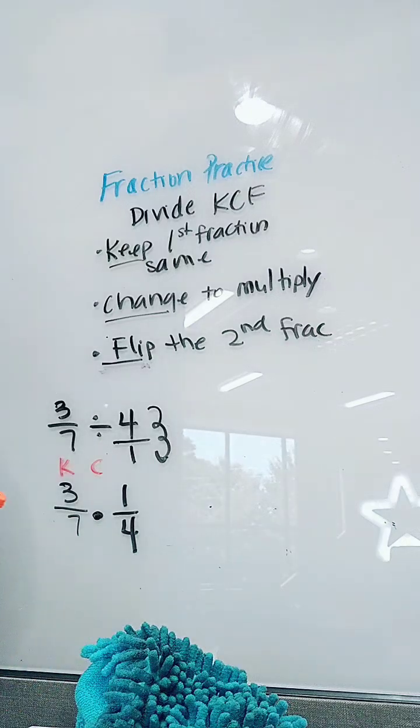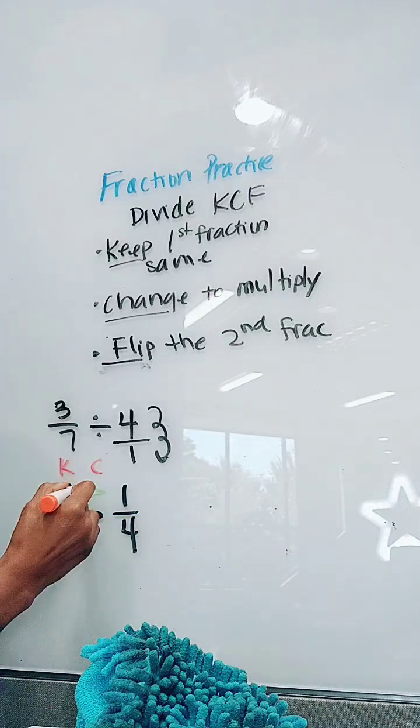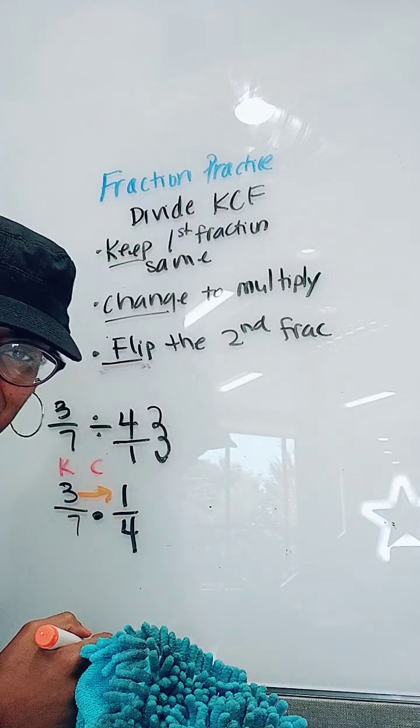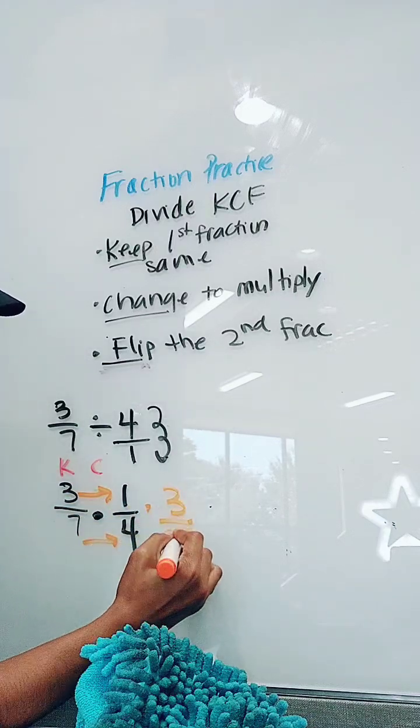Yep, remember we're going to multiply straight across. So we're going to go straight across with our multiplication. We have 3 times... oh, I know y'all can't see that green. I can barely see the green. Multiply across. Let me see, y'all can see the orange? Can y'all see that? Yeah. 3, and then 7 times 4 is equal to 28.